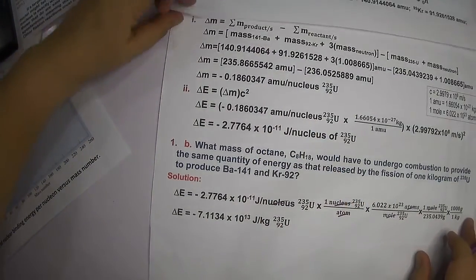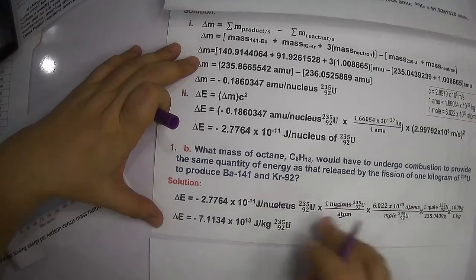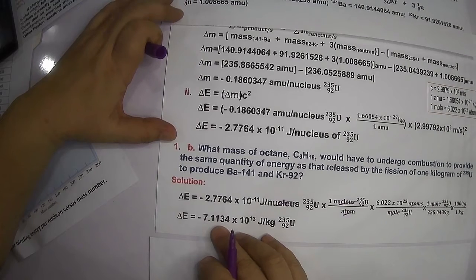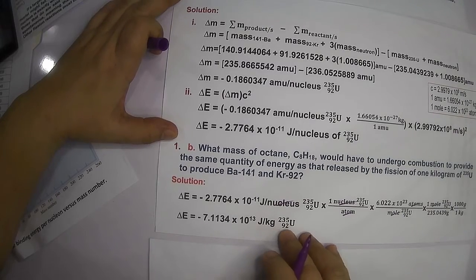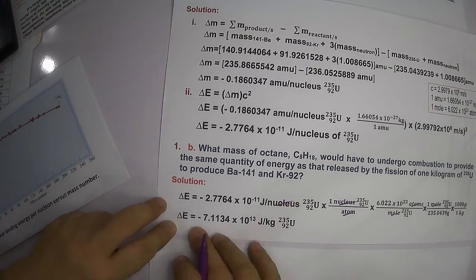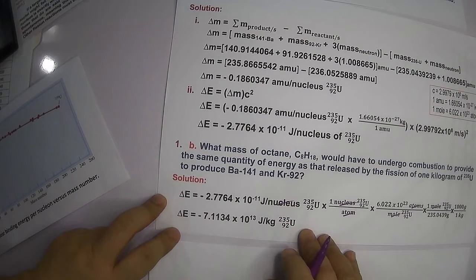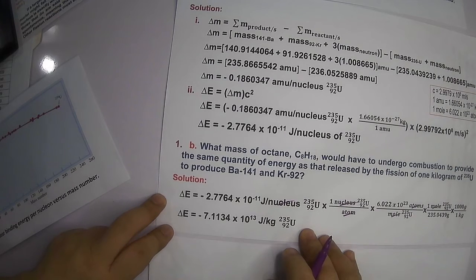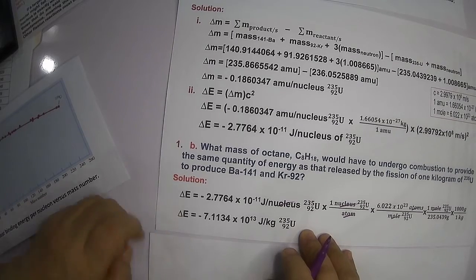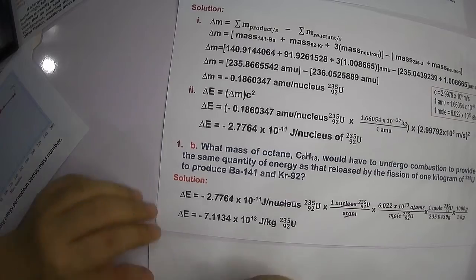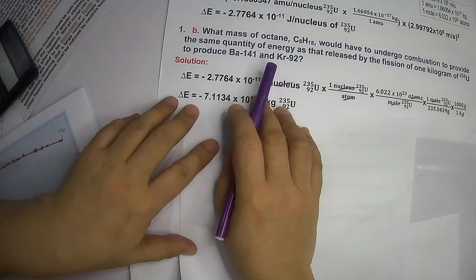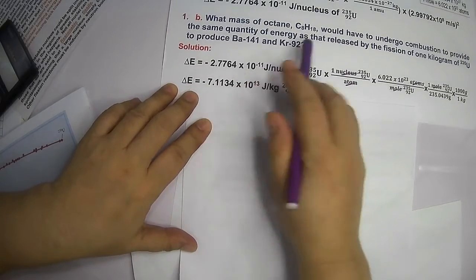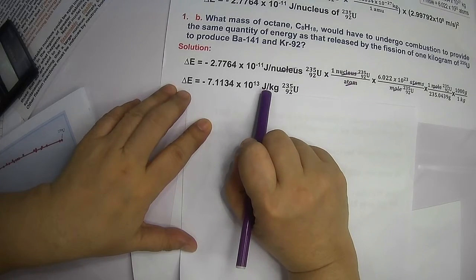Okay, so computing for that will give us negative 7.1134 times 10 to the positive 13 joule per kilogram of uranium-235. So this is the energy released by the fission of 1 kilogram of uranium-235 to produce barium-141 and krypton-92, and of course plus 3 neutron particles. Okay, to continue, to solve for the mass of octane that will produce this much heat release.